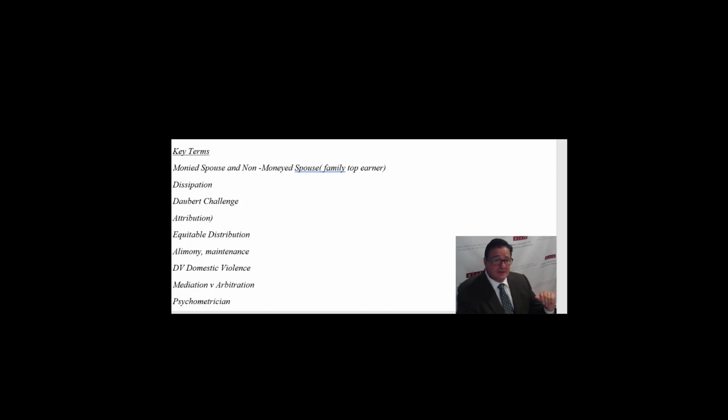Dissipation. Dissipation is when money was taken out of the marriage and used for purposes not for the marriage. Like, for example, somebody who has a gambling problem, an alcohol problem, or a girlfriend, all that money is dissipation. And all that money will come back into the marriage in figuring out lifestyle.